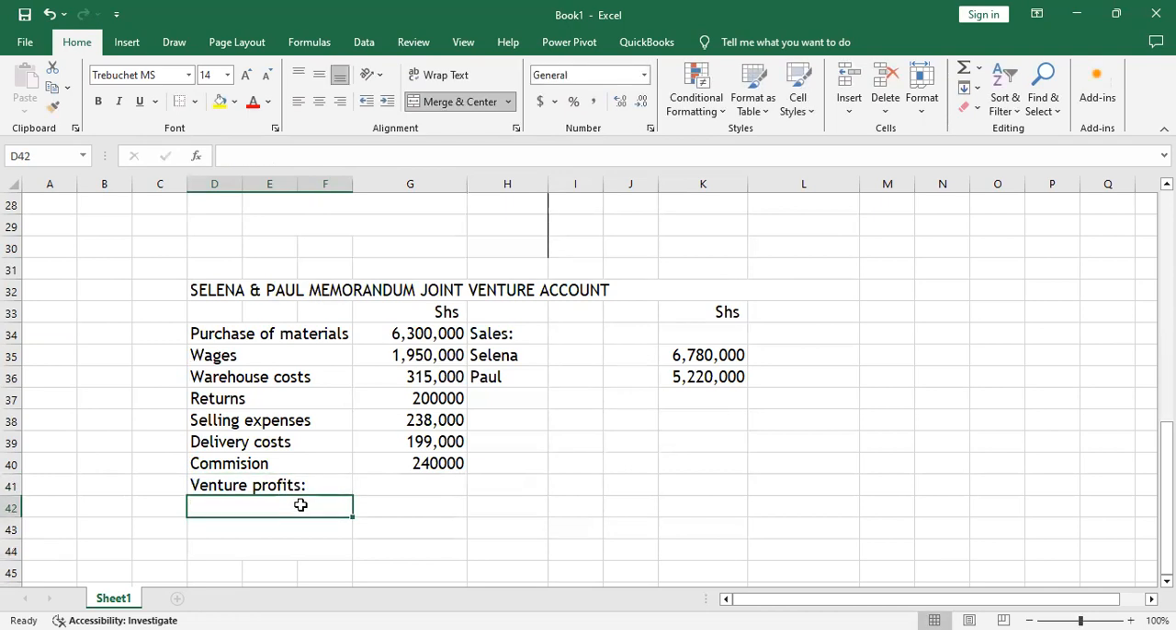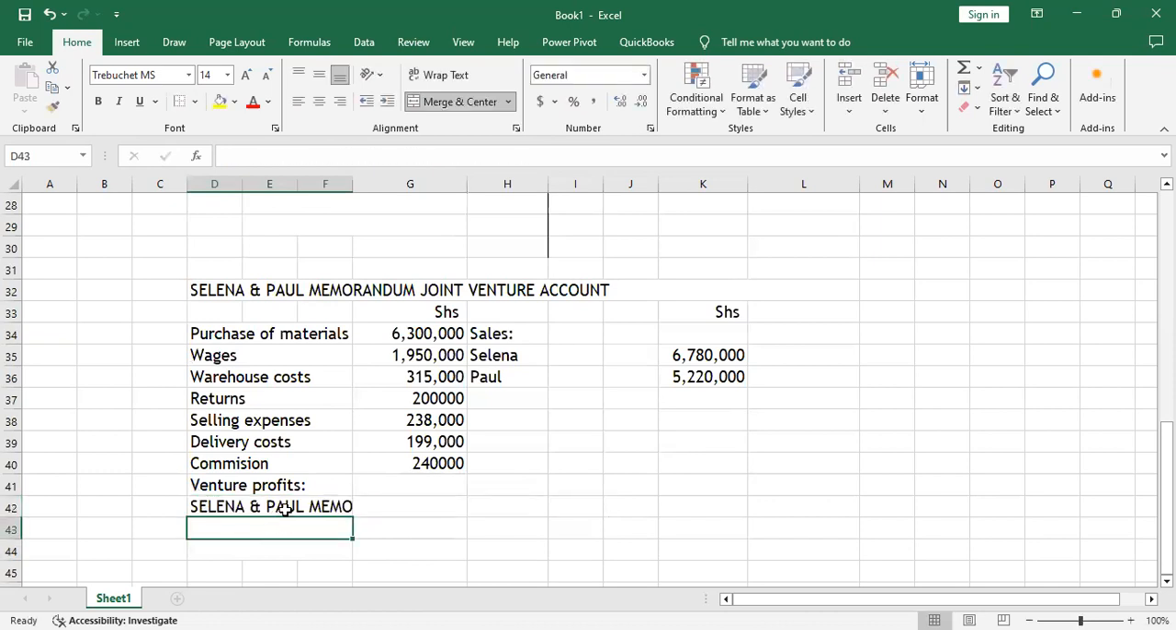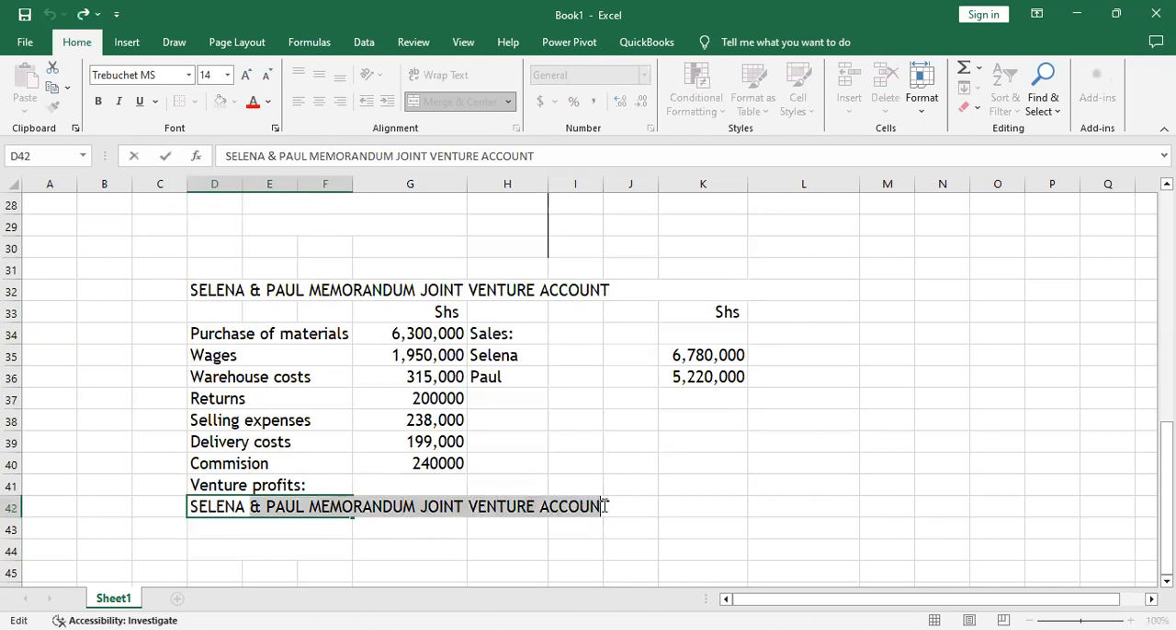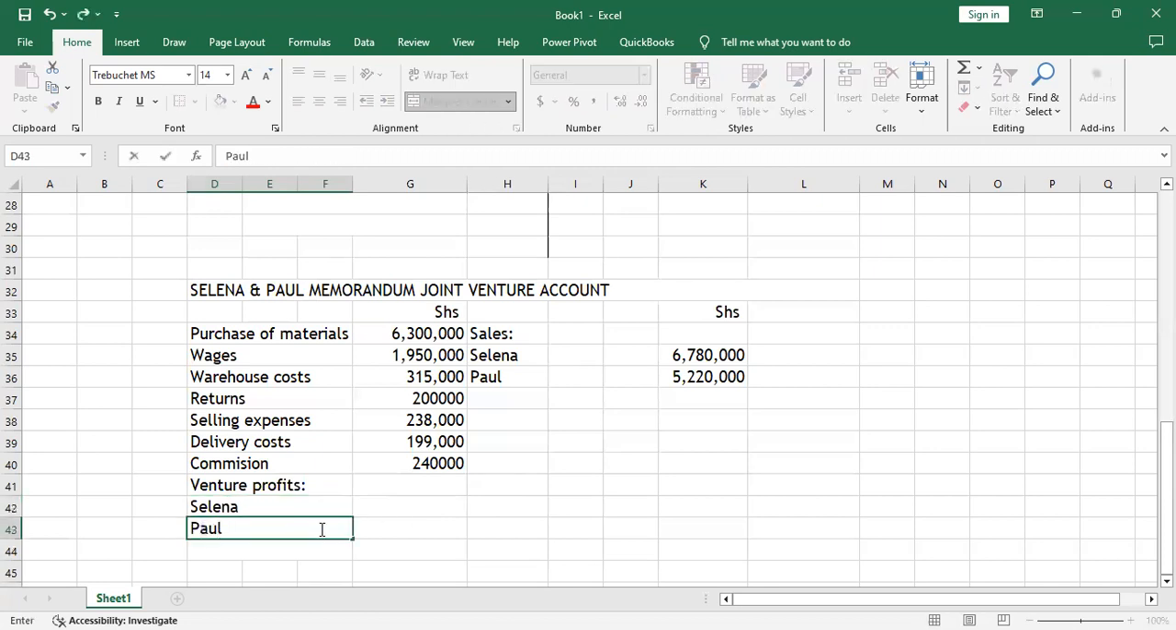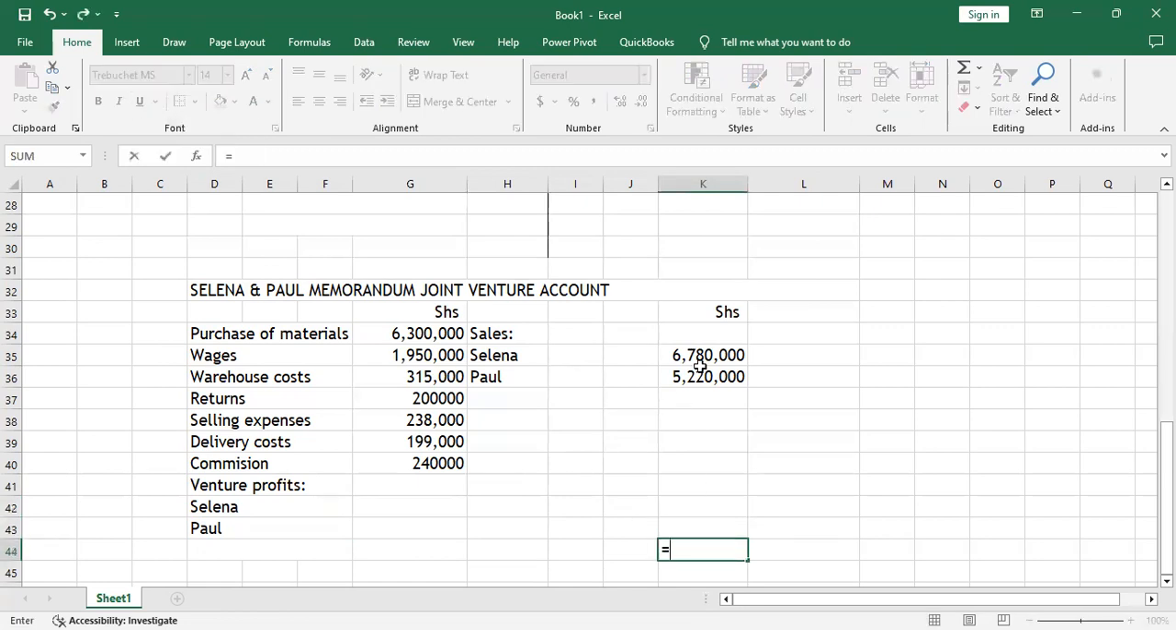Which profits have to be shared? Selena. This is Selena. Selena 4. So how do we get the profits? Let's try to find out how to get profits. Of course, we have to add both sides. We have to find out which side is bigger.